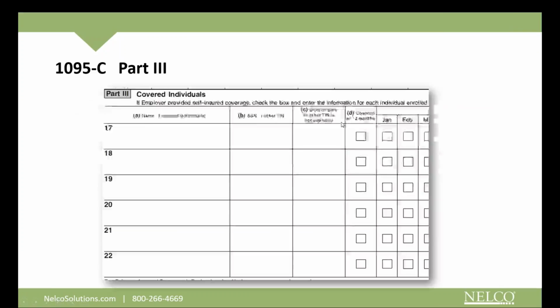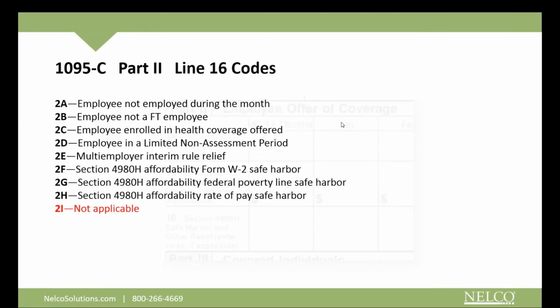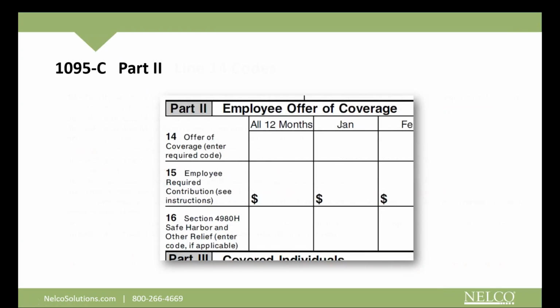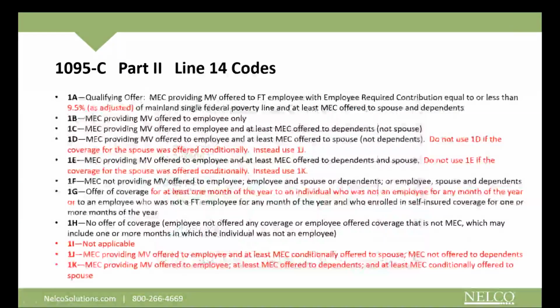However, if you're charging your employees zero, minimum essential coverage, providing minimum value offered to full-time employees, you're going to fall in this code 1A as long as you're also offering to the spouse and dependent. If you're not offering a spouse and dependent and you're not charging your employees anything, you would use code 1B and put 0 in line 15.